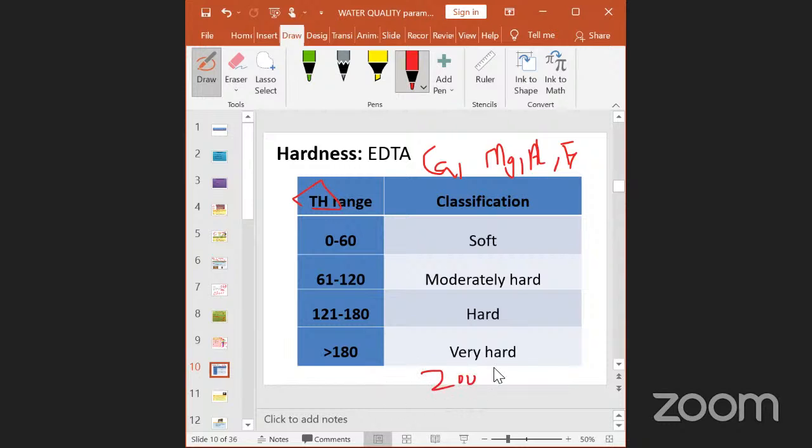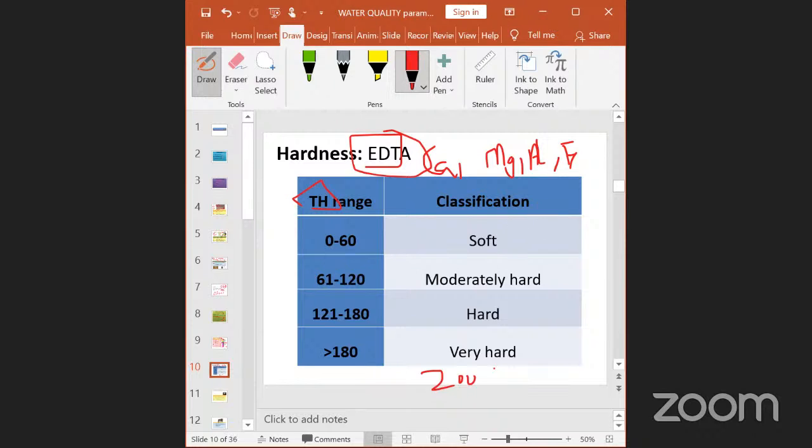200 mg per liter. Hardness is determined by the EDTA method, right? EDTA means ethylene diamine tetraacetic acid. So this is the table of the classification of hardness.